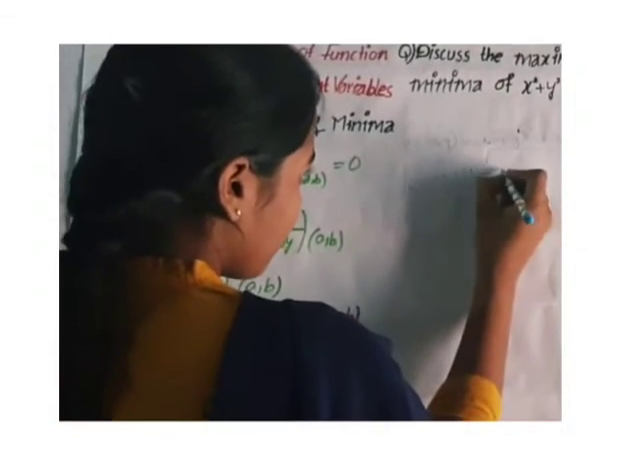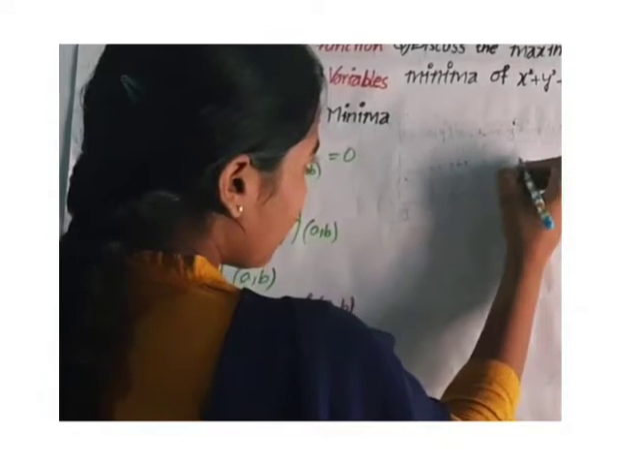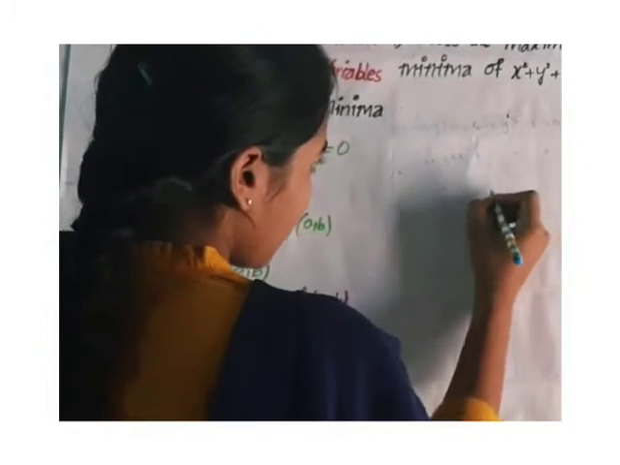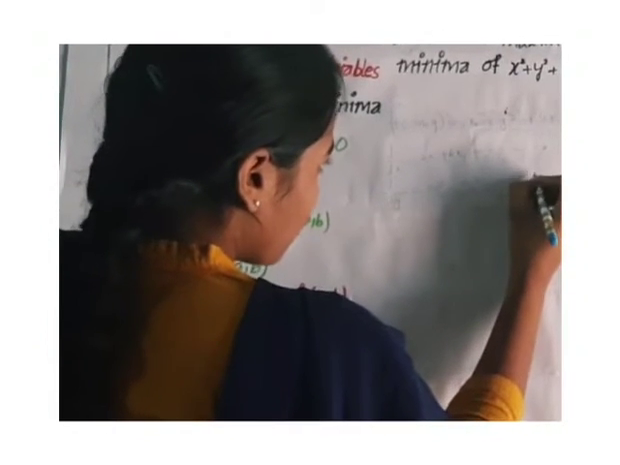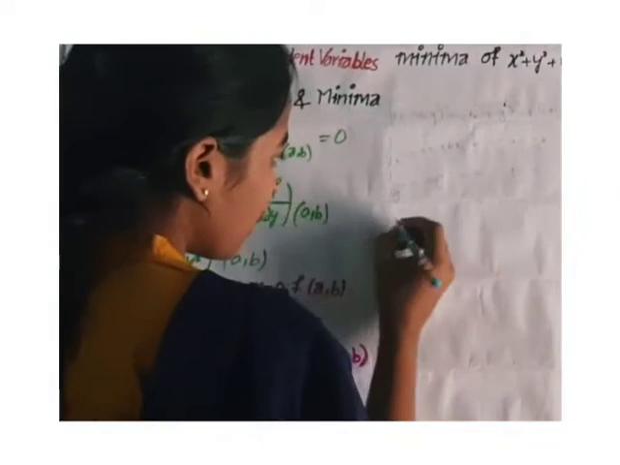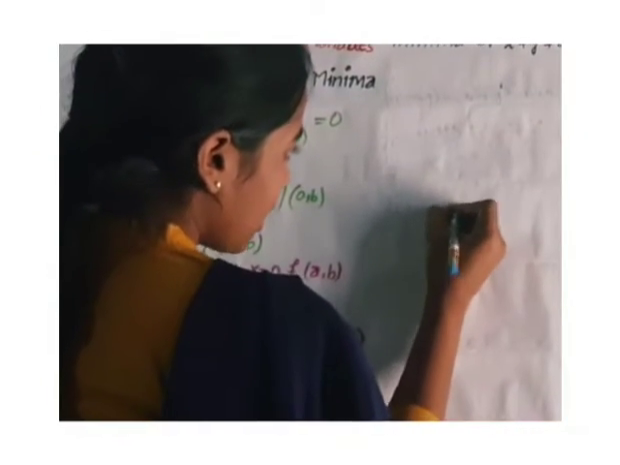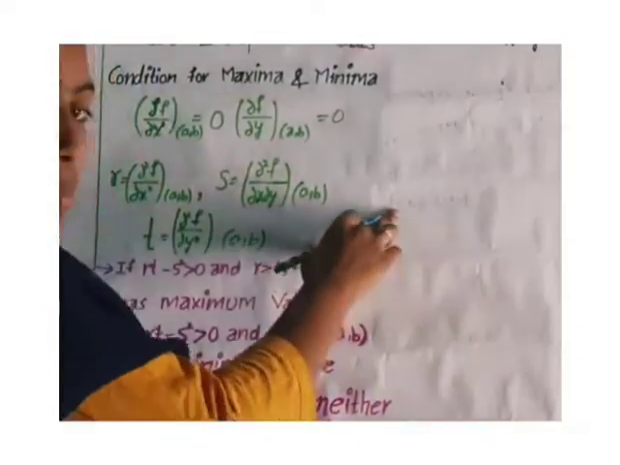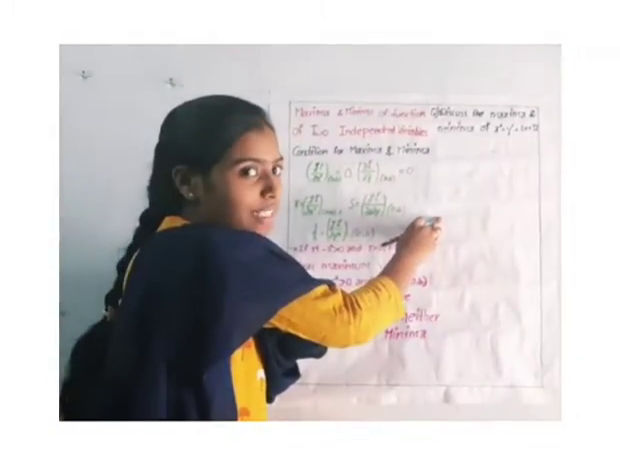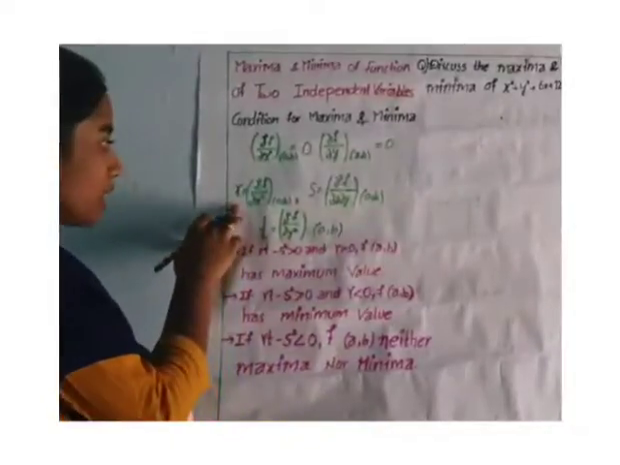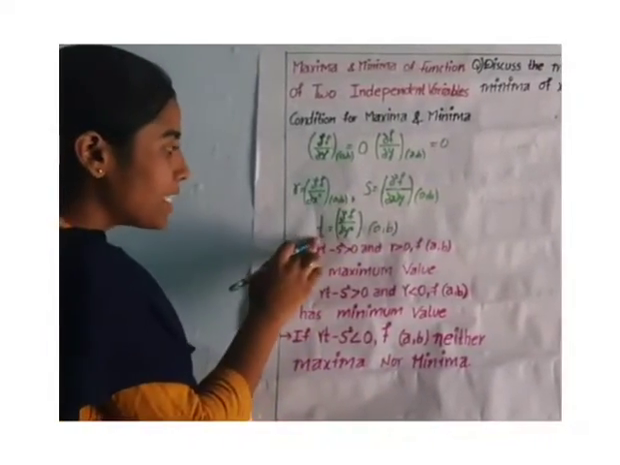From this we can find that the value of x is equal to minus 3, and the value of y is equal to 0. So the point of the function f(x, y) is minus 3 comma 0. Here this is the point where the curve changes its direction. Now coming to these values, we will find the value of r, s and t.